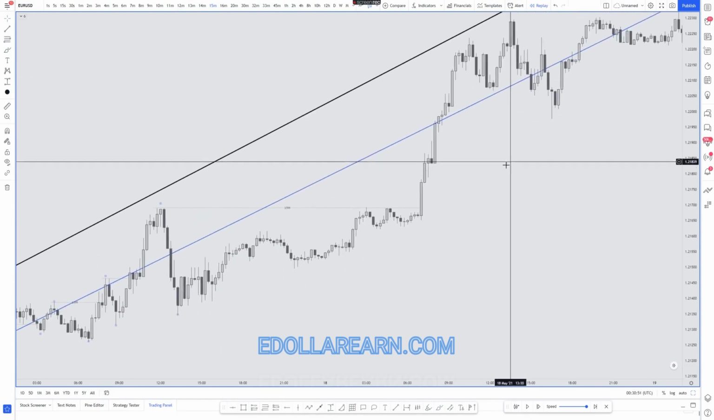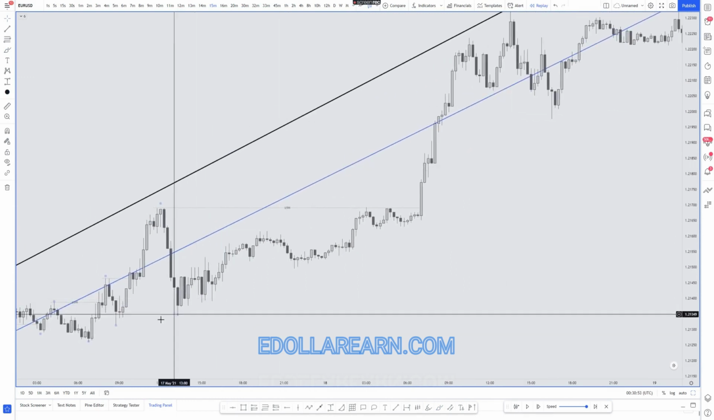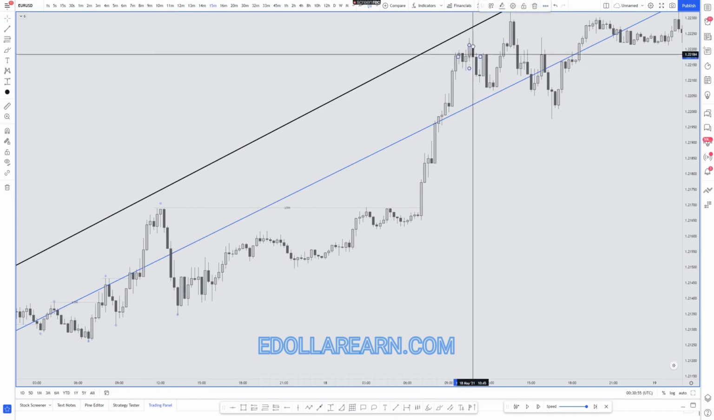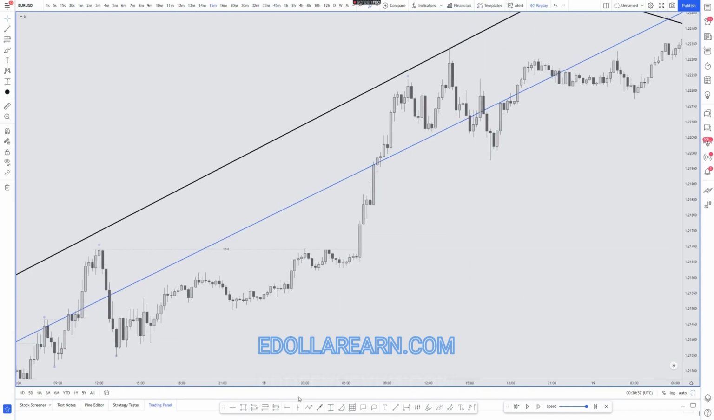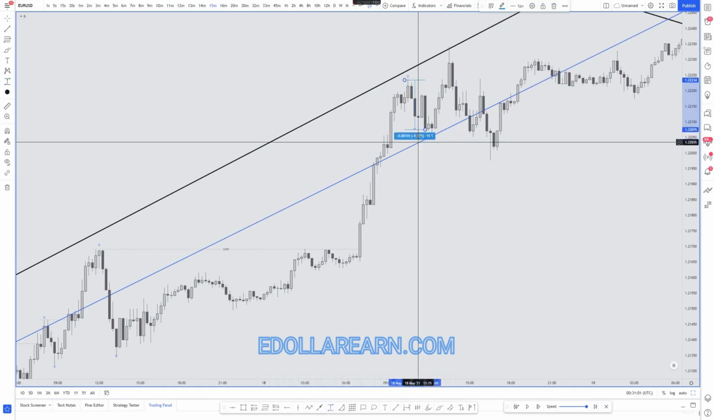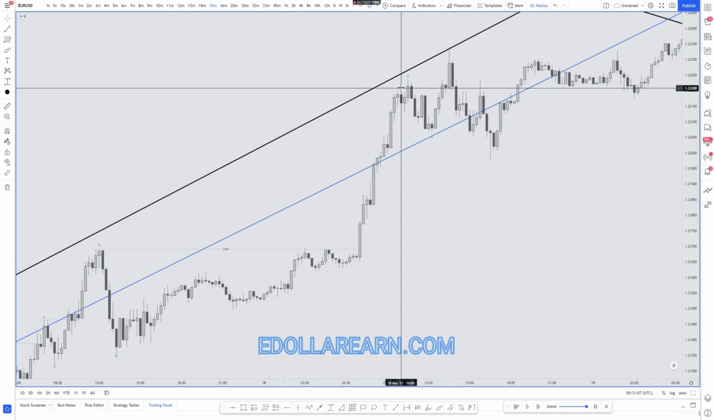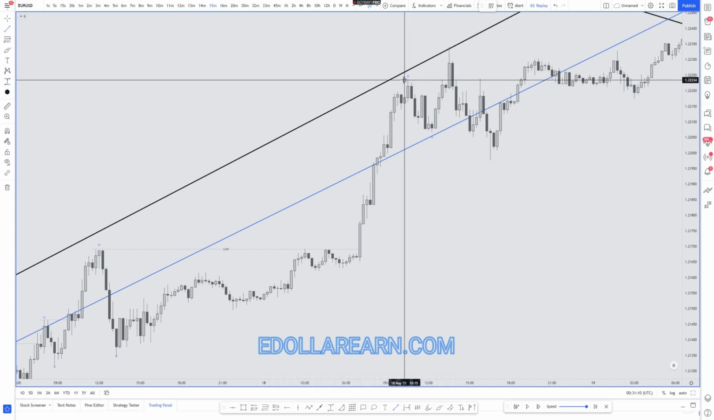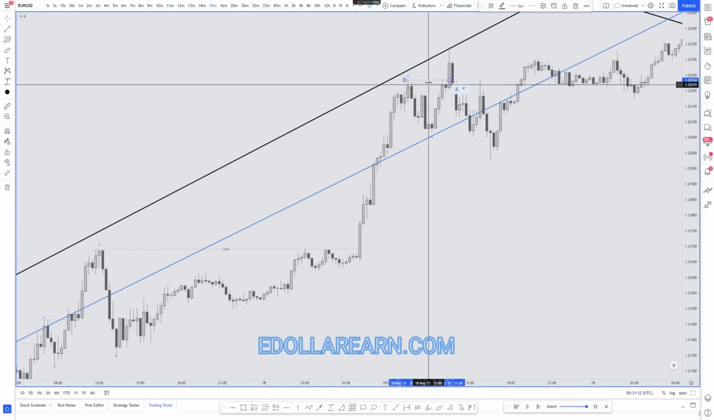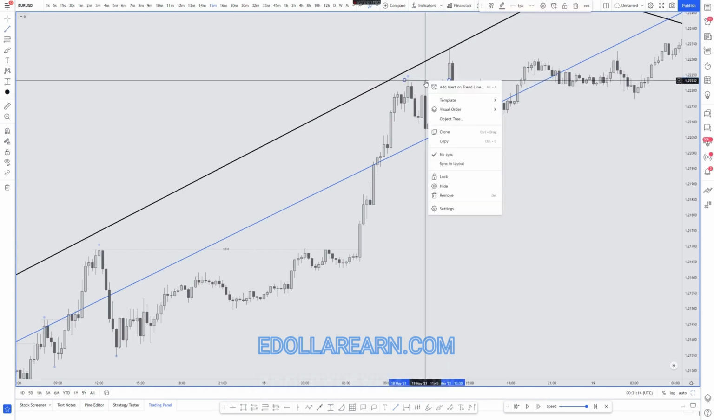So once again, we have a big impulse up here, and I think this is enough of a pullback to class as structure. 15 pips definitely is. Here we create new bullish structure.